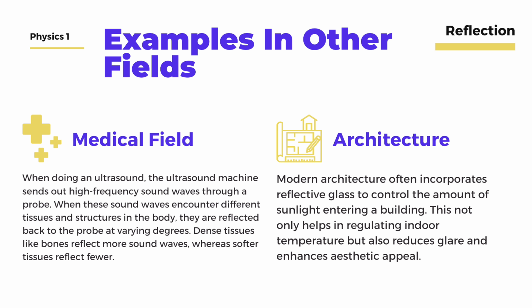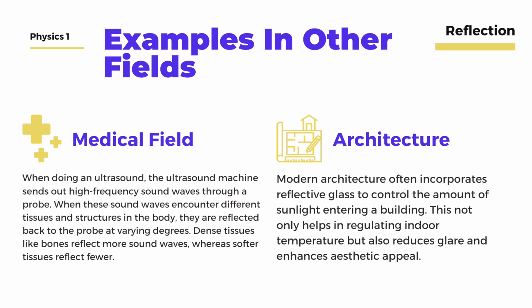The next one is examples of reflection in fields other than physics. The first field is the medical field, when doing an ultrasound. The ultrasound machine sends out high-frequency sound waves through a probe. When these sound waves encounter different tissues and structures in the body, they are reflected back to the probe to varying degrees. Dense tissues like bones reflect more sound waves, whereas softer tissues reflect fewer.